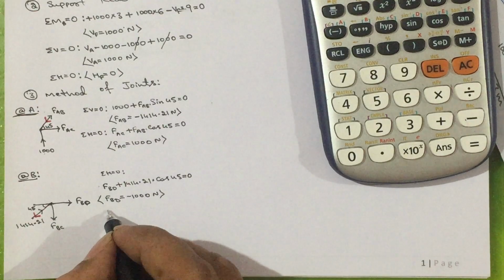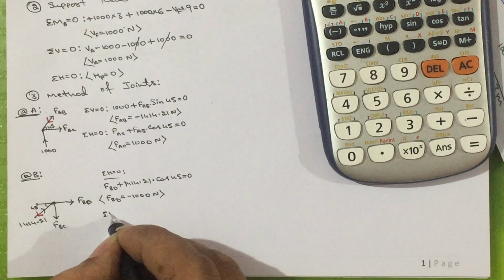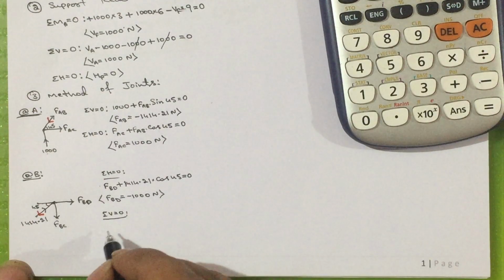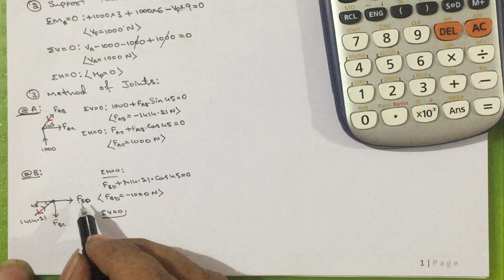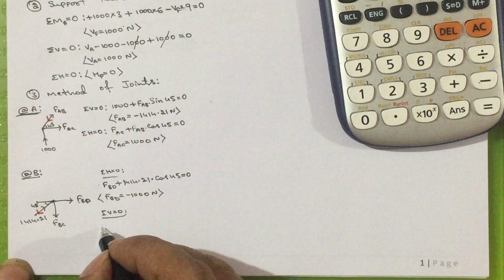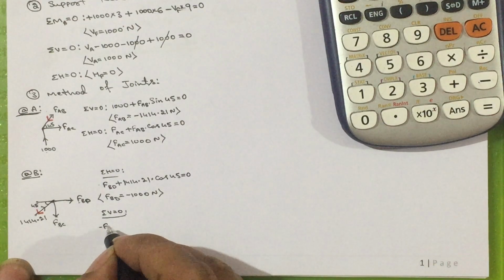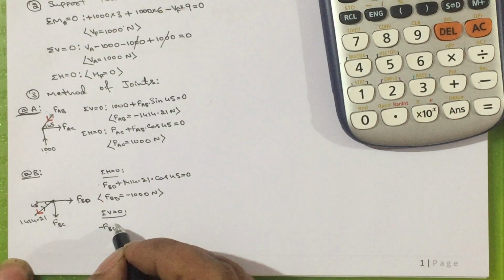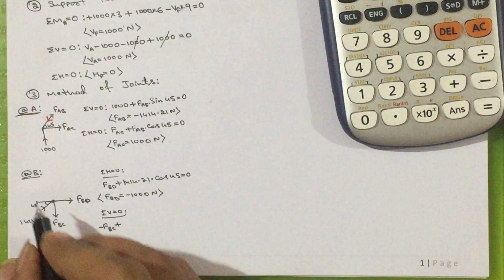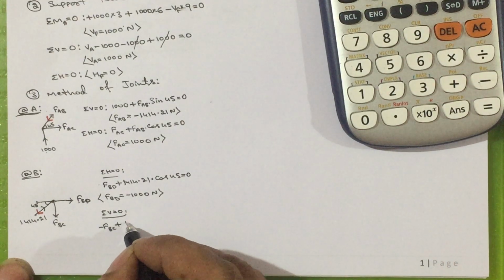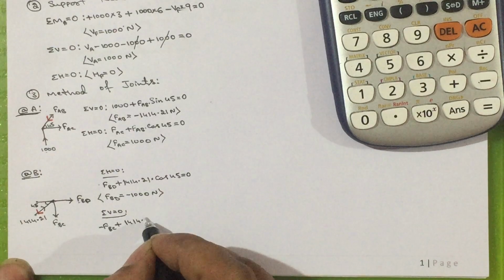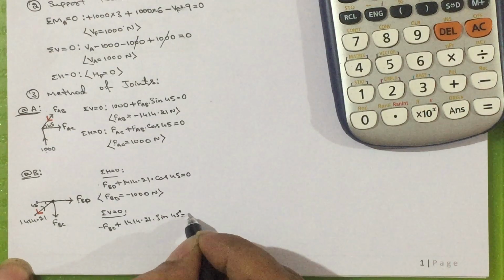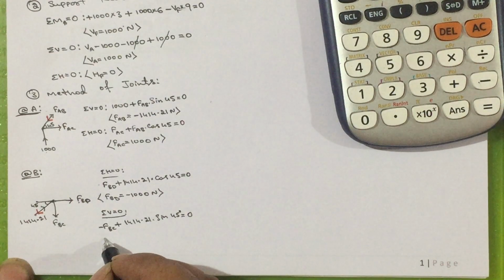Then apply the next condition, sigma V equal to 0. Only the vertical forces. FBD is horizontal, leave it. FBC is going downward, so minus FBC. Then the horizontal component, leave it. The vertical component is moving upward, so plus, the component will be F sin theta, that is 1414.21 into sin of 45 degree, that should be equal to 0. So, calculate the FBC value.